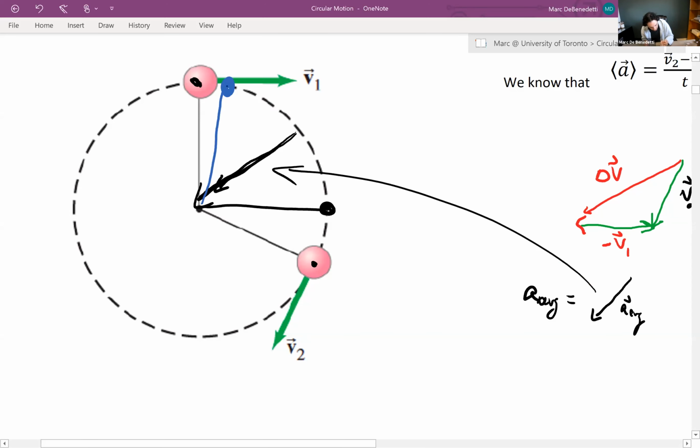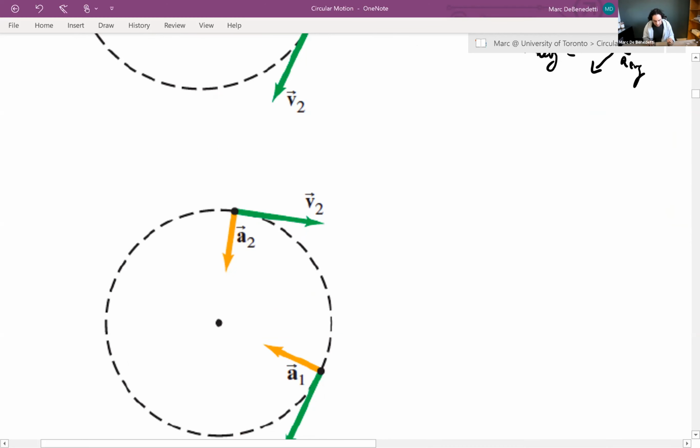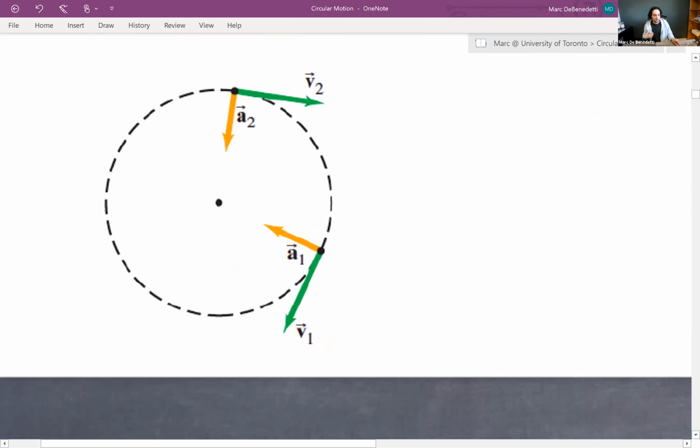So the velocity vector would just be down a little bit this way. And then you see that delta v is straight down. So you see, actually, if you transform your analysis away from averages into instantaneous values, you start getting instantaneous accelerations that are actually perpendicular to the velocity. And they're always pointed radially inward.